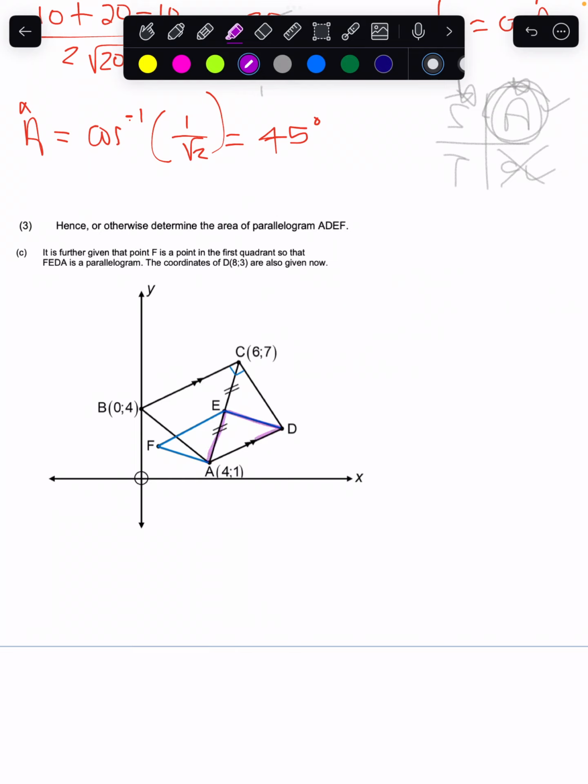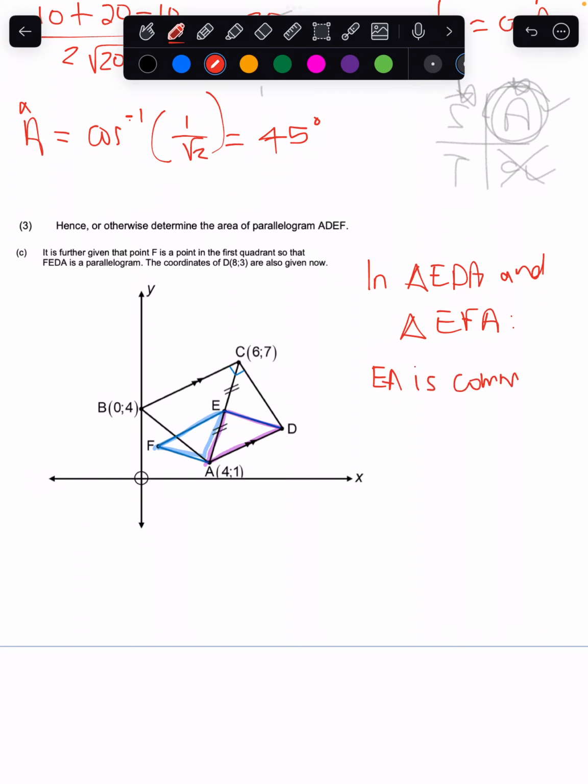Okay, so we have that triangle, and we want to show that it's congruent with that triangle. To do that, we can do the side. In triangle EDA and triangle EFA, we have EA is common. Then let's do the order, the triangle order that we chose in the first statement.